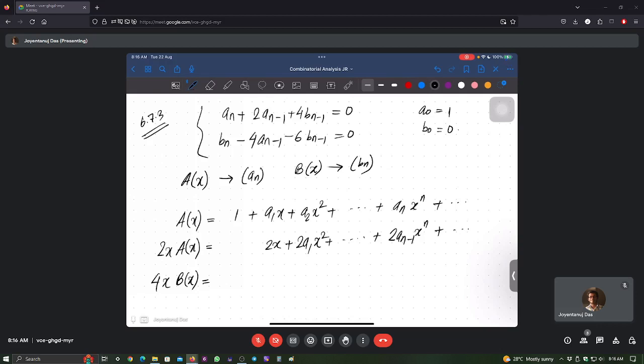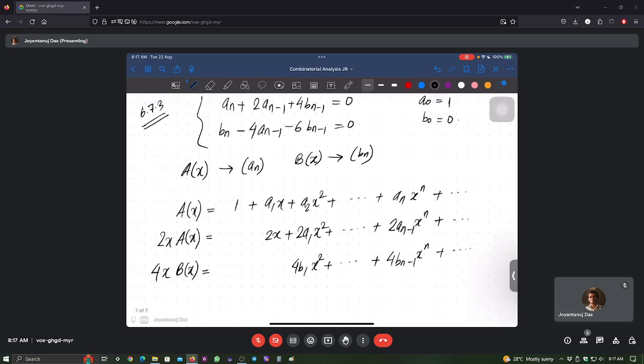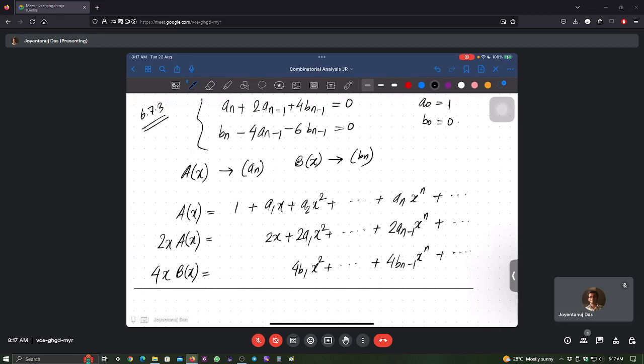The first term is 0. So wait, do we have to shift it? Yes, the first term is 0, so we have to start from the second term, but after shifting that becomes the third term, right? So that is 0 plus 4b1 x squared. So it will start from here, and this will be 4b n minus 1 x power n. So we have this whole big thing.